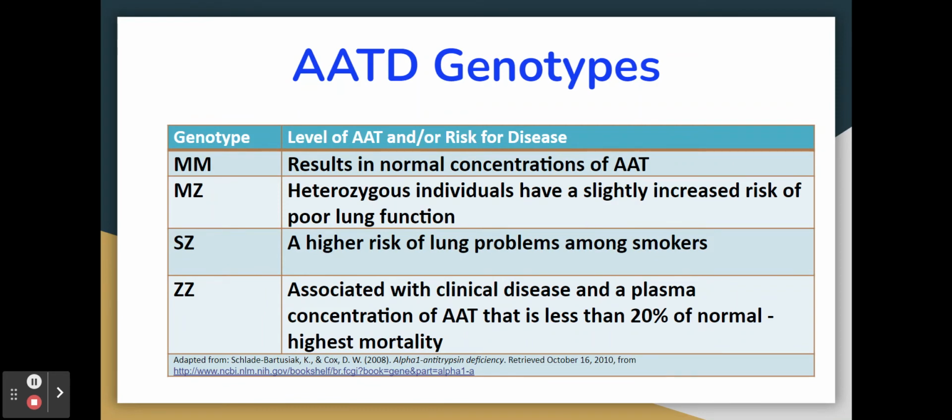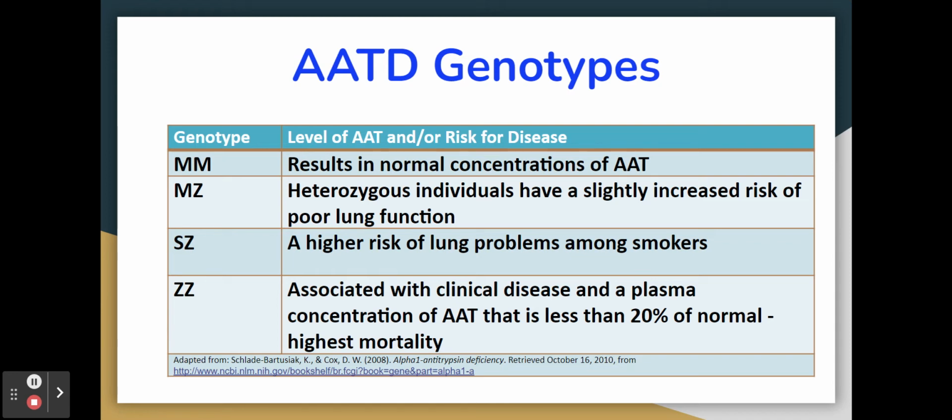Here's how it works in genetics. Okay, so you have basically 3 alleles that code for the alpha antitrypsin protein. One of them is normal. That's your M allele. The S allele codes for a slightly less normal protein, and the Z allele codes for a very folded, like misfolded protein.